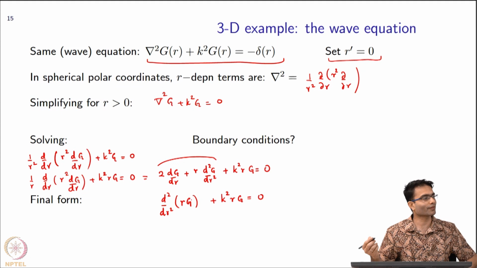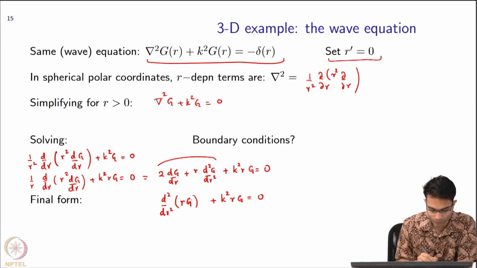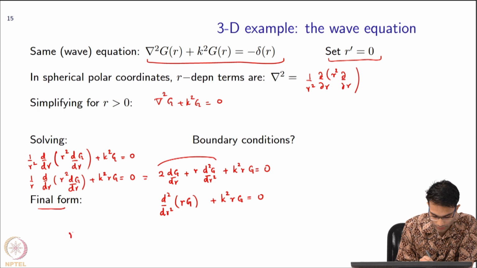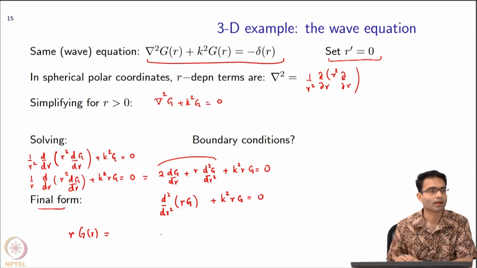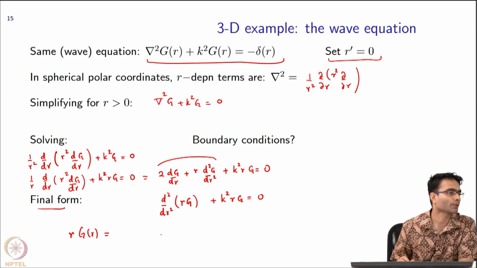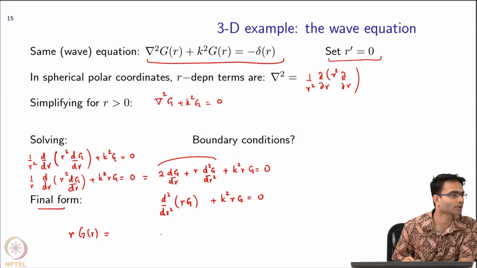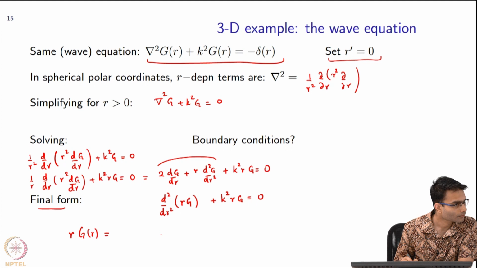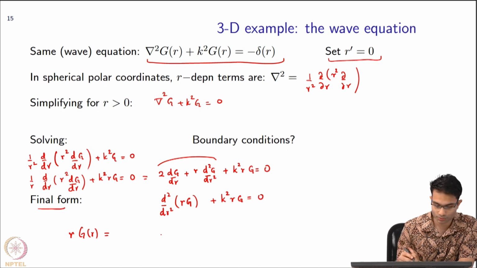The most general way of writing an oscillatory function is, instead of sine and cos, what can I generalize that to? E to the j, right? So I can write down in the final form over here, this r g of r should be equal to... it's a second order differential equation. So how many independent solutions are possible? 2. What are those 2?